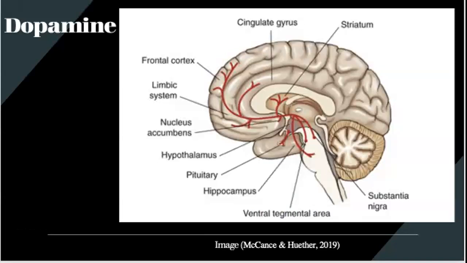The striatum, the hippocampus, and other limbic structures make up our mesolimbic pathway, and dopamine nuclei are also located in the hypothalamus and project into the pituitary. And all of these pathways are noted here on the screen that you can see how they travel through those areas of the brain that I talked about.